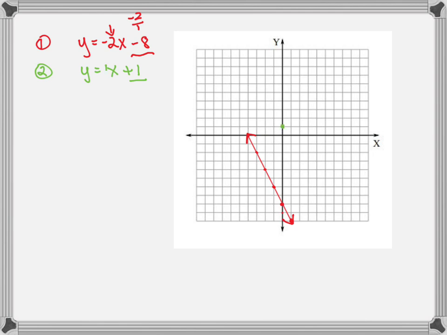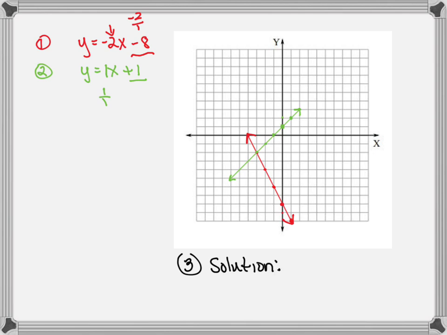Now for my second one, my y-intercept is 1, so I'll plot that point. I don't see a number in front of the x, but that means my coefficient is 1, my slope is 1, or 1 over 1, so I can rise 1 and go right 1, and I can plot another point, and another point, and another point, and then I can draw my line, and they intersect.